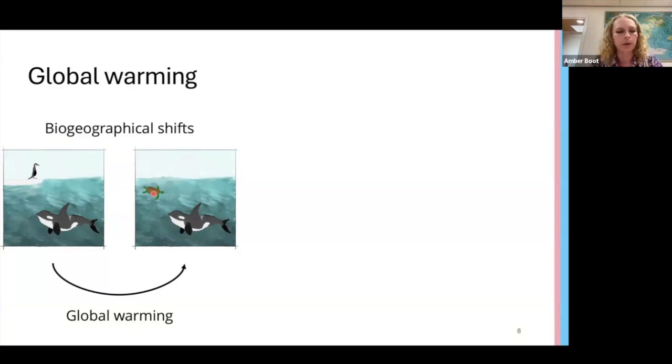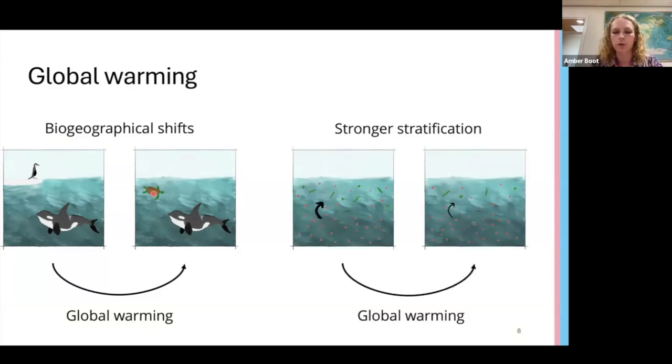And the second point is stronger stratification. If we have global warming, the stratification in the surface ocean might become stronger. And on the previous slide, I explained the importance of the entrainment of nutrients to the surface ocean. And with stronger stratification, this entrainment might become weaker. So we might see a decrease in productivity in the upper layer.